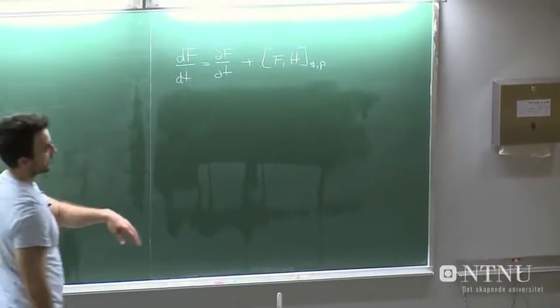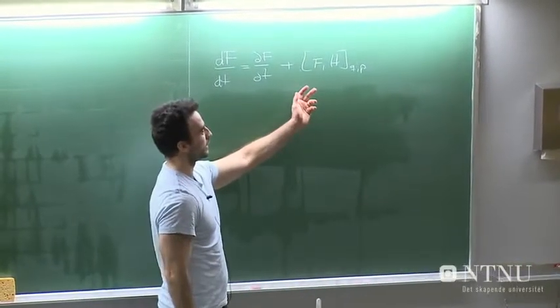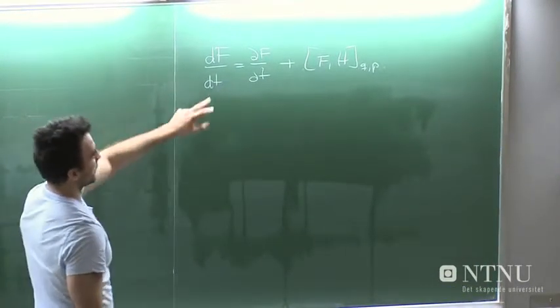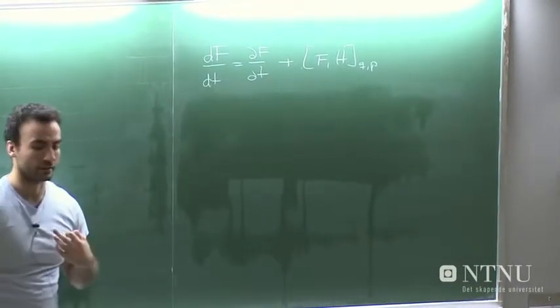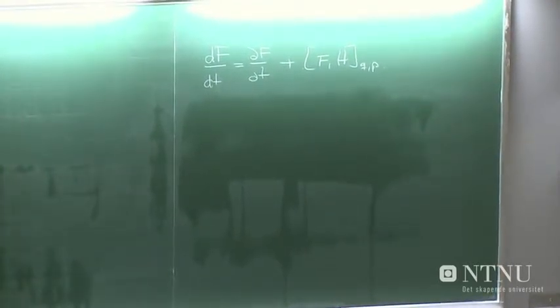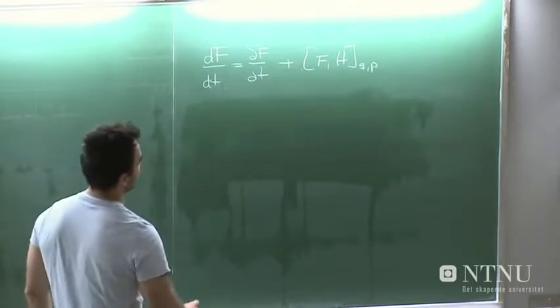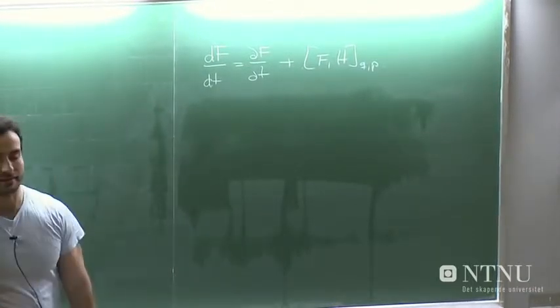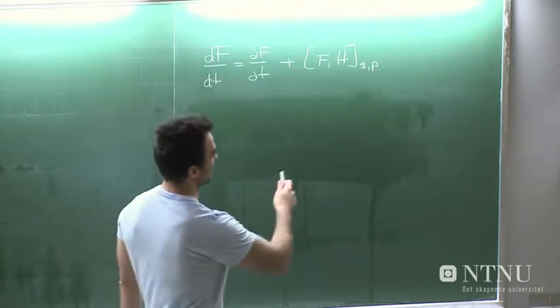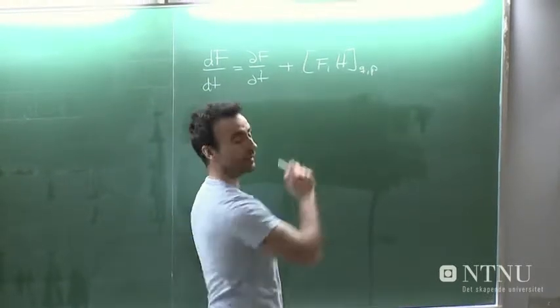So using the very definition of Poisson brackets, we were able to derive the following equation for an arbitrary function f, depending on the canonical variables q and p. And so we stated that if f is a constant of motion, then that would be equivalent to the Poisson bracket here vanishing.